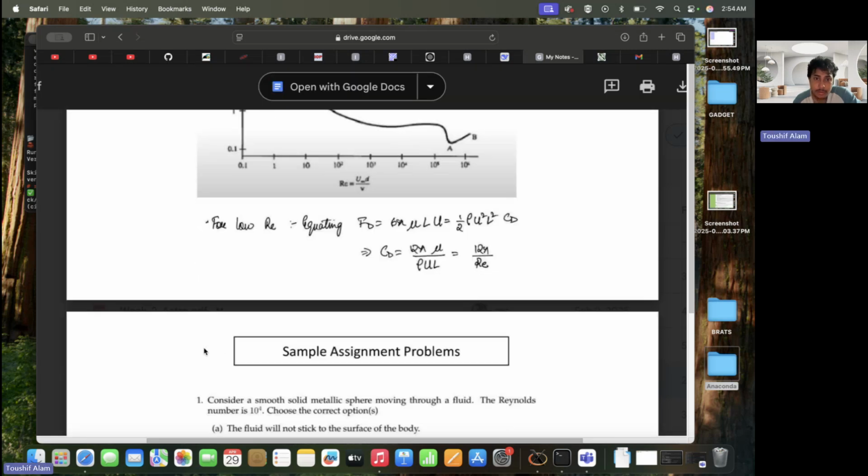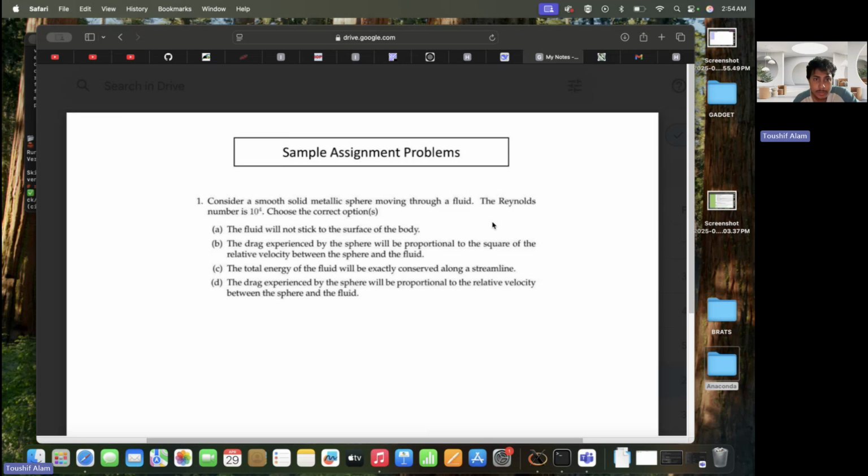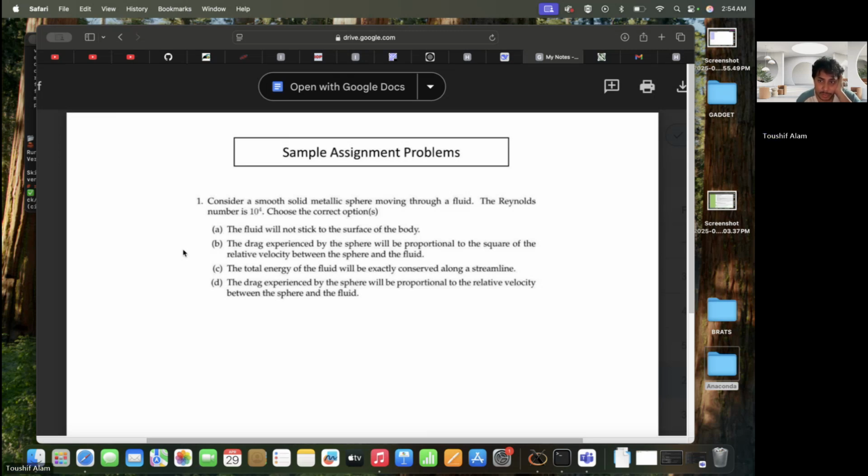Okay, let's go on to the sample assignment problems. Consider a smooth solid metallic sphere moving through a fluid. The Reynolds number is 10 to the 4. What are the correct options? The fluid will not stick to the surface of the body. The drag experienced by the sphere will be proportional to the square of the relative velocity between the sphere and the fluid. The total energy of the fluid will be exactly conserved along a streamline. The drag experienced by the sphere will be proportional to the relative velocity between the sphere and the fluid.